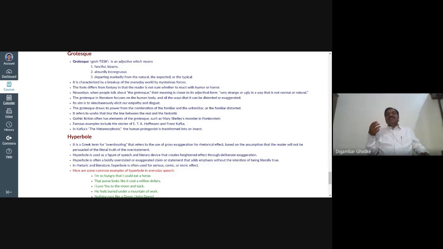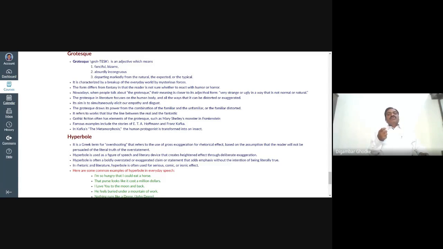In Mary Shelley's Frankenstein, you come across a monster, a very big monster created by the scientist. Rajnikanth's robot is based on this particular idea itself. Mary Shelley had used a monster, and here they use a robot. So Gothic fiction often has these elements.